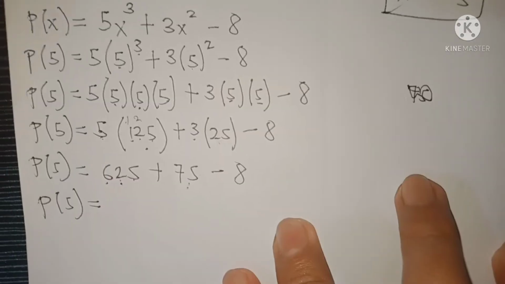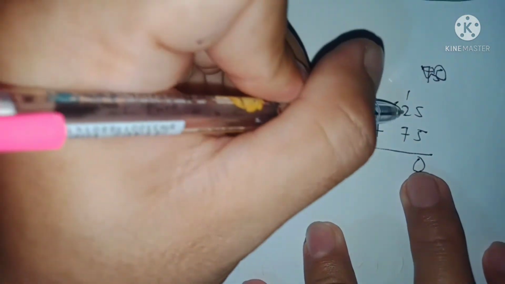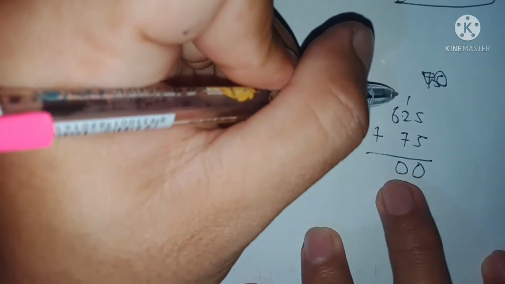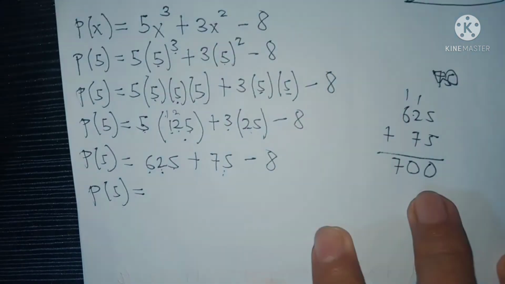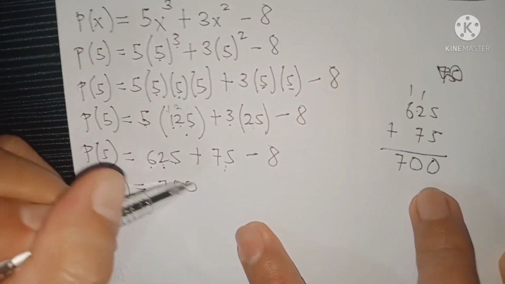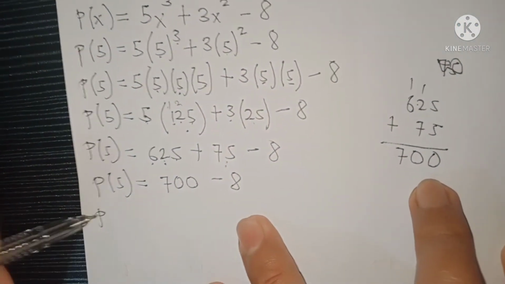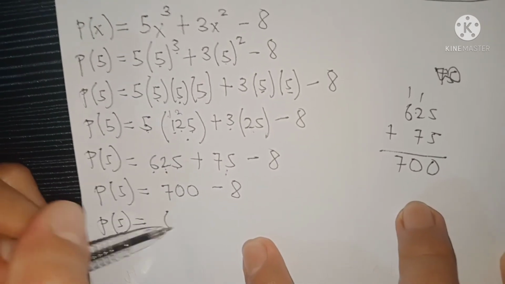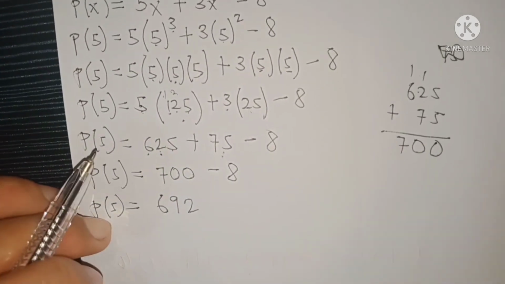gawin natin yung, so you have 625 plus 75, 5 plus 5 is 10, so 0 carry 1. 1 plus 2 is 3 plus 7, that is another 10. 0 carry 1, 1 plus 6 is 7, so you have 700 and then minus 8. So p of 5 is equal to 700 minus 8, that is 692.